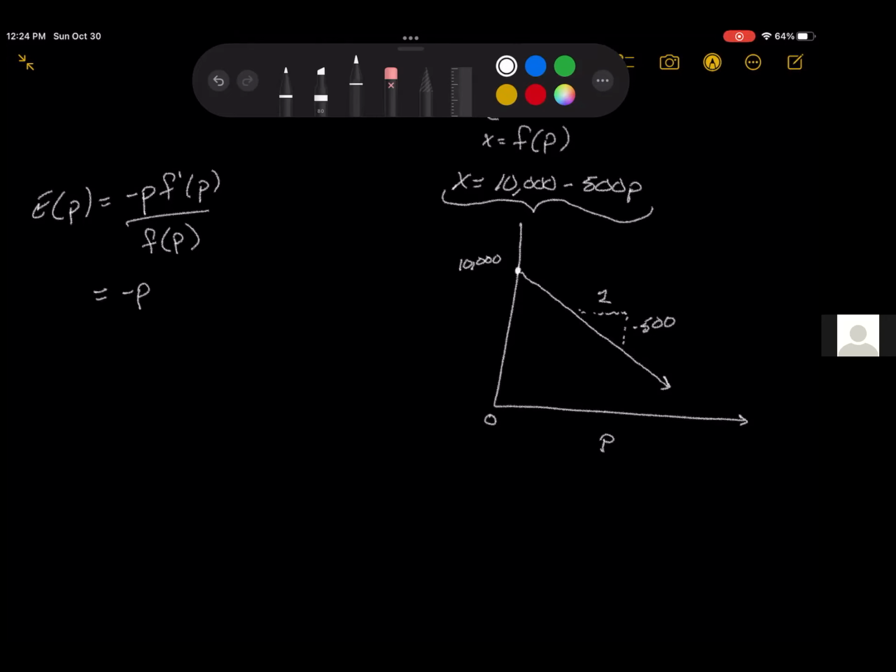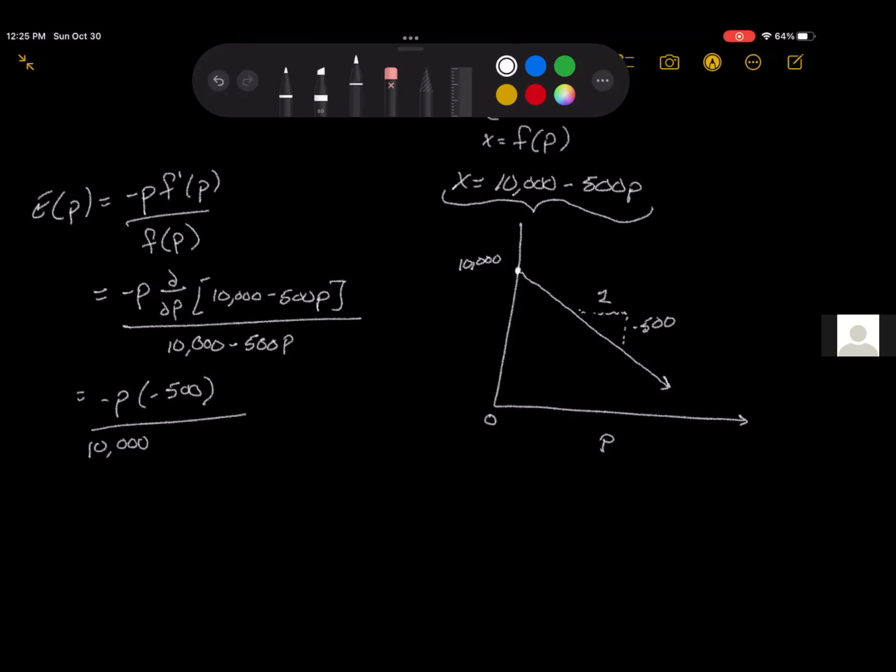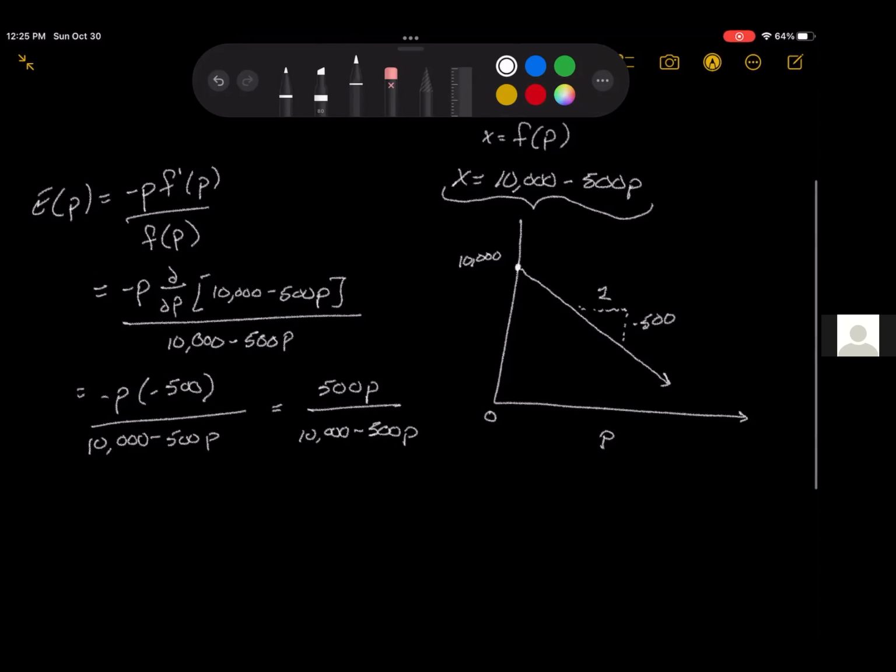So minus p, f prime of p will be the derivative of the demand function, 10,000 minus 500p, and I divide by the actual demand function, 10,000 minus 500p. Now this will simplify. The derivative of that expression is just minus 500 by the power rule. And I still have this 10,000 minus 500p there, which we can go ahead and simplify. I have 500p on top and 10,000 minus 500p on the bottom.